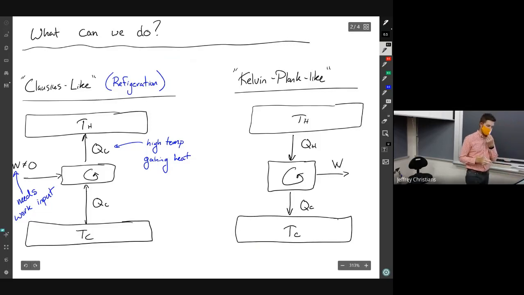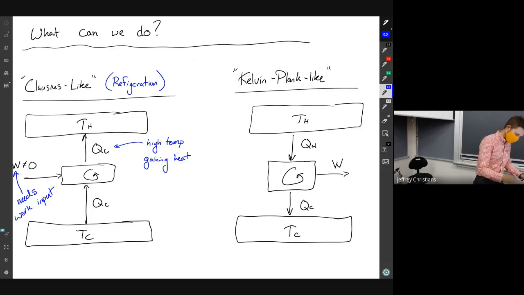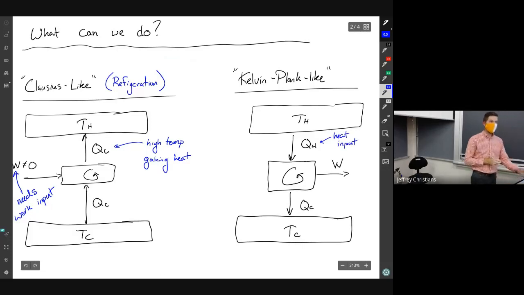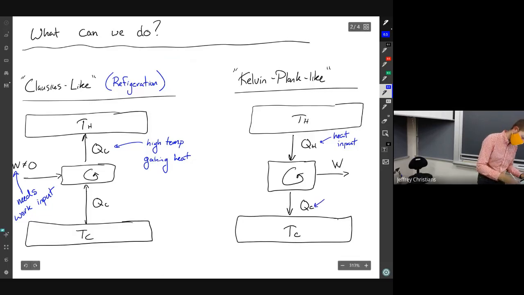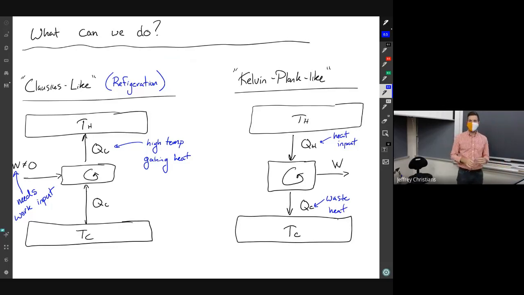So we can take heat, we have a heat input into the system. We can take some of that heat and turn it into work. And we're going to lose some amount of heat. We call it the waste heat. We're going to lose some of the heat to a cold reservoir.